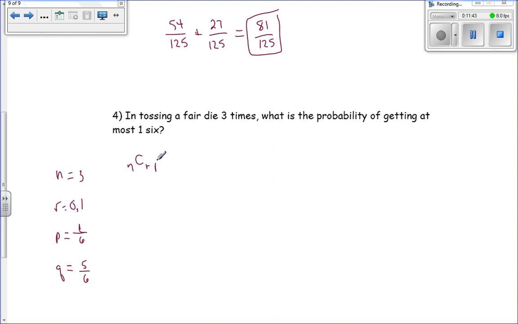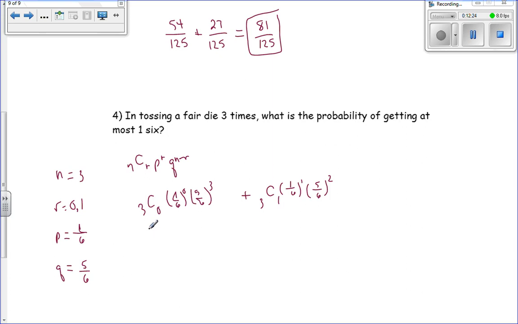nCr, P to the r, Q to the n minus r. So we have 3C0, 1/6 to the 0, times 5/6 to the 3rd, plus 3C1, 1/6 to the 1st, 5/6 to the 2nd.